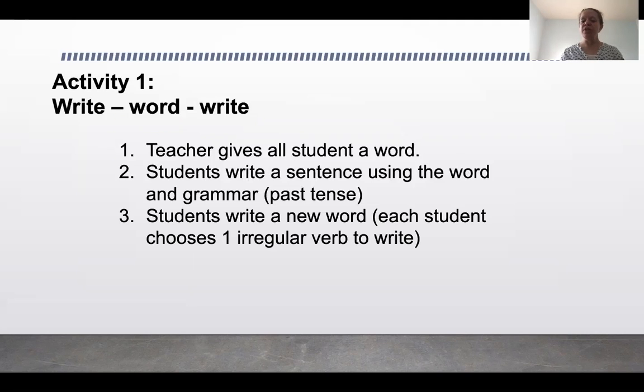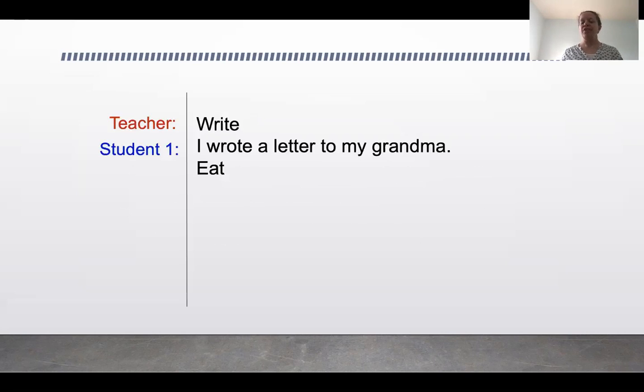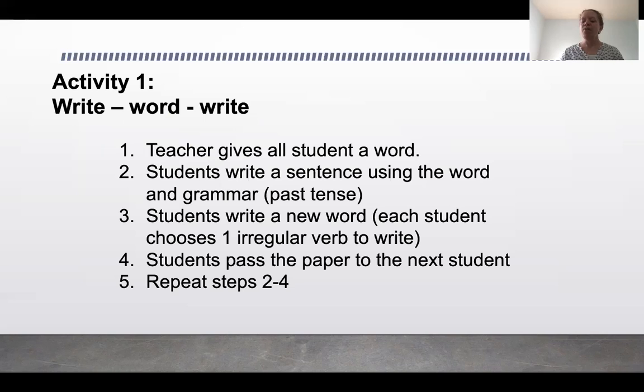Next, the students are going to write a new word, just a word. Because we're working on irregular past tense, they will write an irregular verb. For example, this student wrote eat. Underneath your sentence, write one irregular verb. Now you will pass your paper to the next student and then repeat steps 2 through 4.